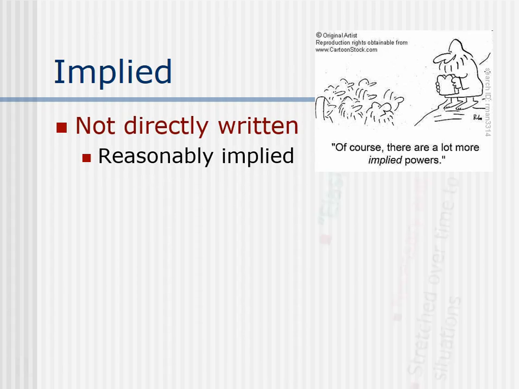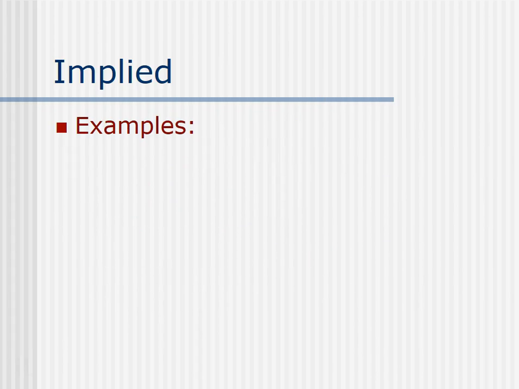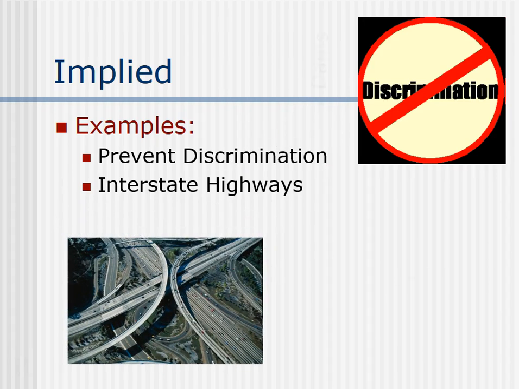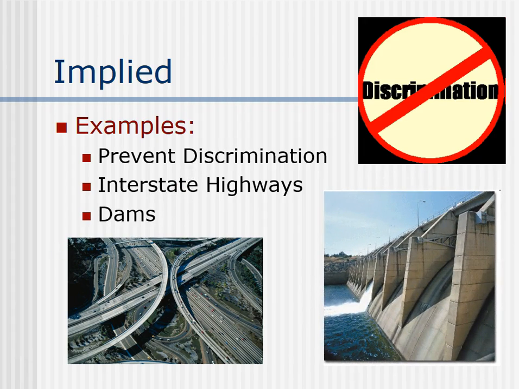Some of the implied powers, those things that aren't directly written into the Constitution, some of the elastic clause stuff that's been stretched over time: Congress can prevent discrimination, Congress can regulate interstate highways, Congress can control dams. These are all things that you won't find actually listed in the Constitution, but mainly in order to protect interstate commerce, Congress has the right to do these things.